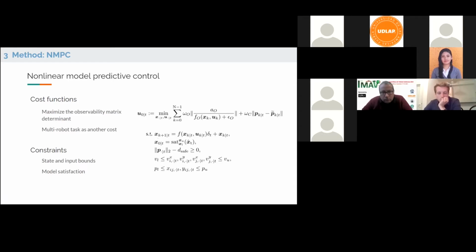The first constraint is that the prediction model satisfies the previous relative motion model between two drones, and also we set a limitation for the relative states and also the safe distance between two drones. Also the velocity for both drones is limited. Here we set it like 2 meters per second.